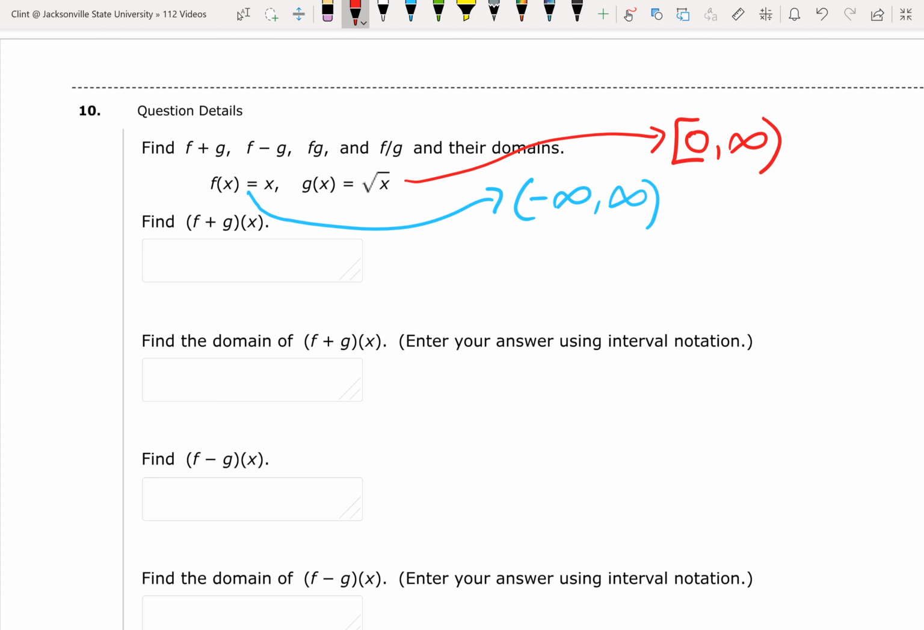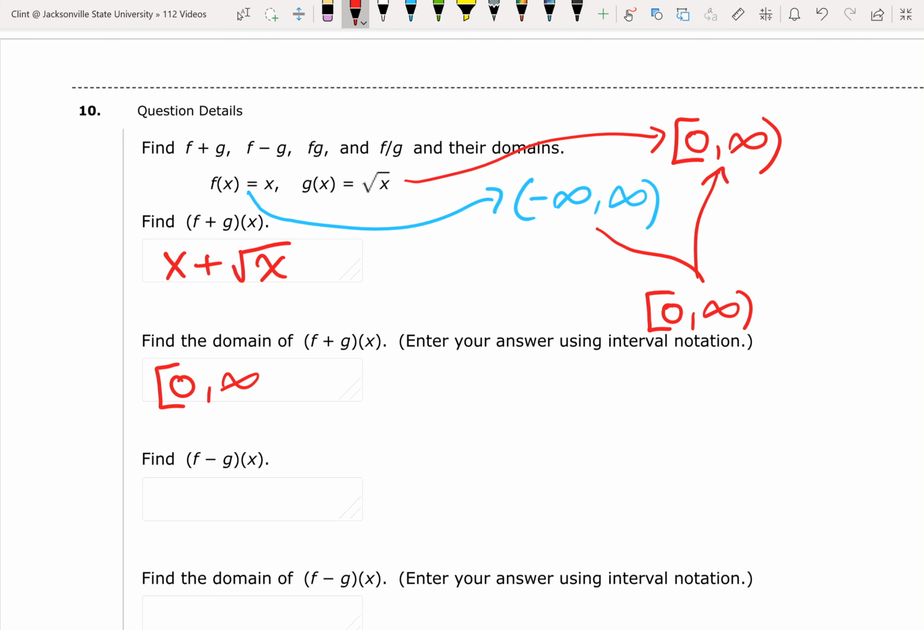Okay. So if we do f plus g of x, then f of x is x, plus g of x is square root of x. So there's our new function, nothing we can do to simplify. The domain, in order for it to be in the domain, it has to be in the domain of both of these. So where do they overlap? Well, we can't use negative numbers because of this one, so we're not going to be able to use negative numbers in our new functions either. So it's going to be the domain on plus, minus, and multiplication, 0 to infinity, including 0.